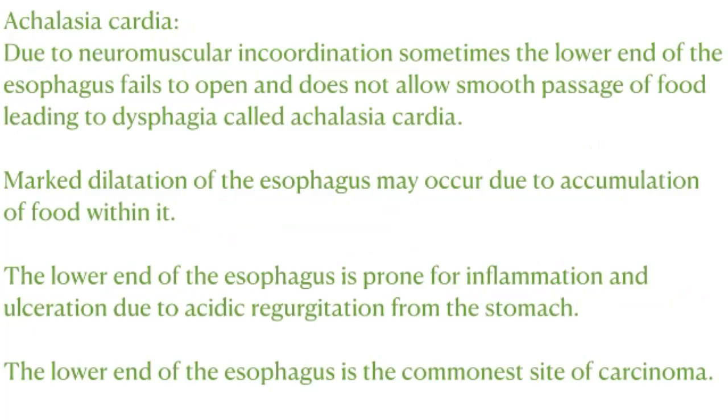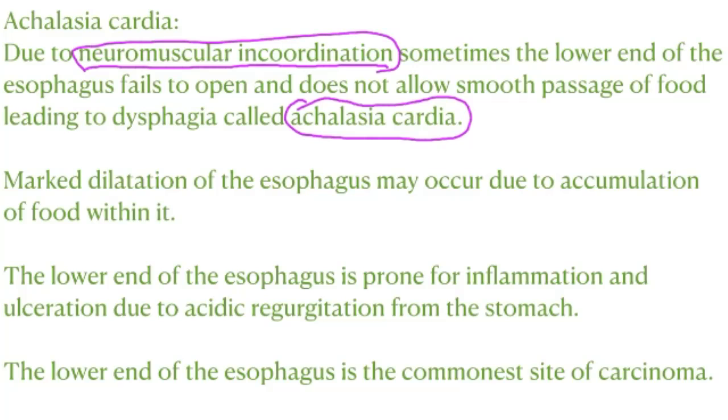Coming to achalasia cardia, due to neuromuscular incoordination, sometimes the lower end of the esophagus fails to open and does not allow smooth passage of the food, leading to dysphagia called achalasia cardia. So this is entirely because of the neuromuscular incoordination. You have seen the Z line, right? At the cardiac end of the stomach, where the abdominal part of the esophagus opens into the stomach, it may not allow the smooth passage of food, right? Marked dilatation of the esophagus may occur due to accumulation of food within it.